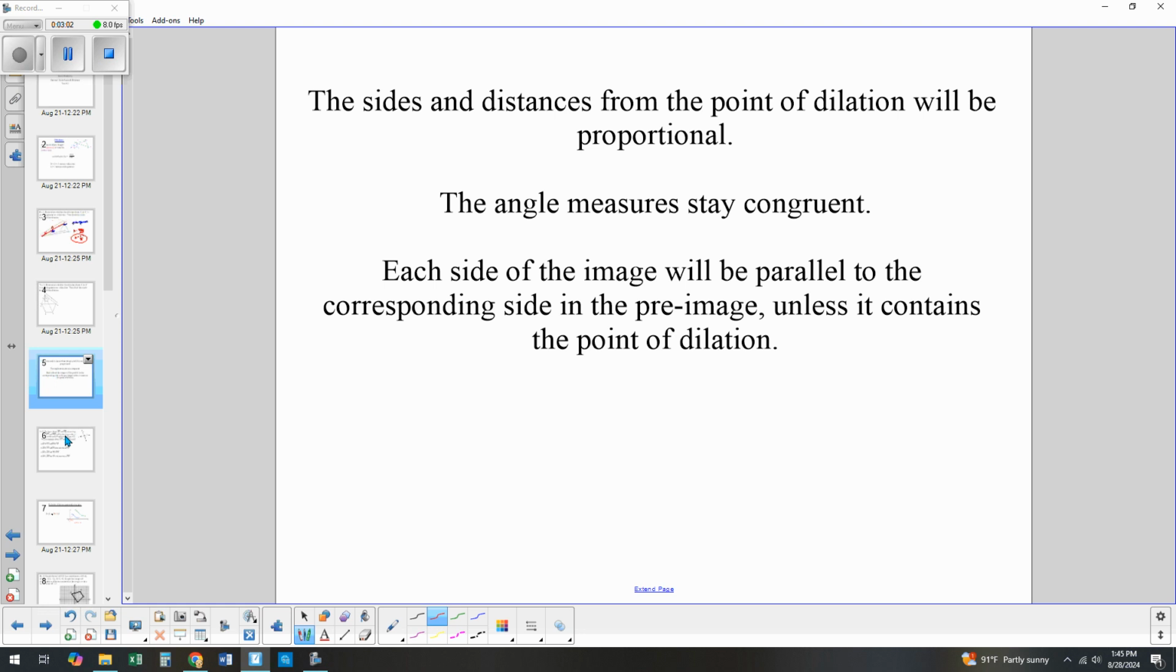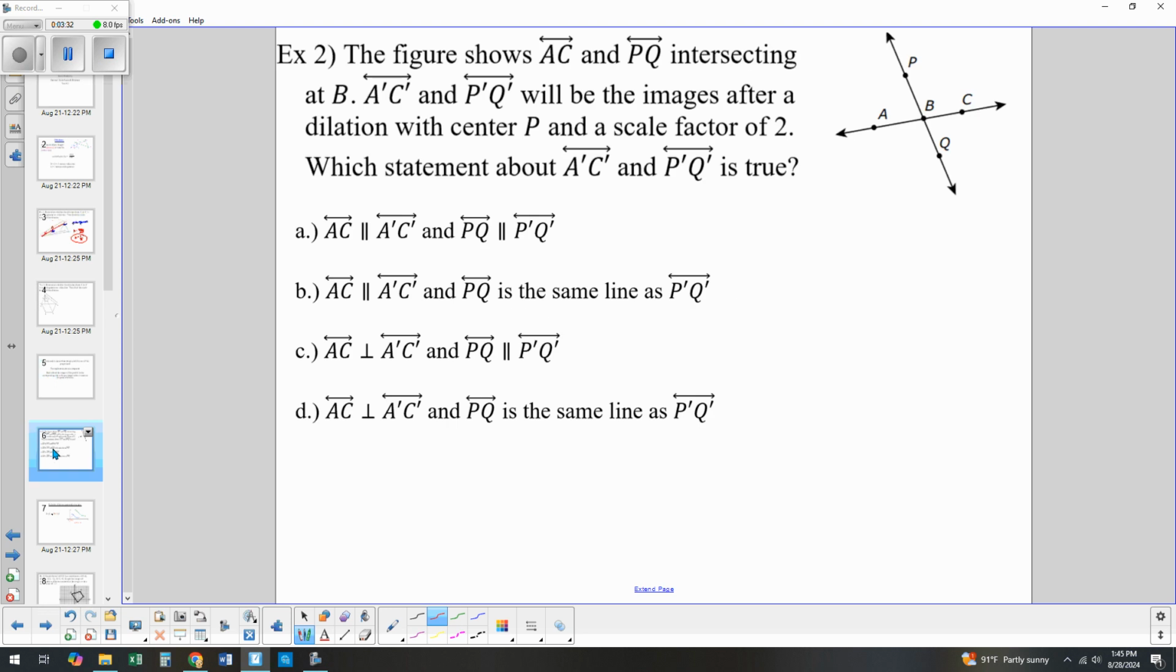In a dilation, the sides and distances from the point of dilation will be proportional. So that means they're in the same ratio. The angle measures will stay congruent. So the angles will not change their size, but the sides will change proportionally. Each side of the image will be parallel to the corresponding side in the pre-image unless it contains the point of dilation. Then it will be the same line. It'll just be longer if it's a segment, or the same exact line if it's a line that goes forever.